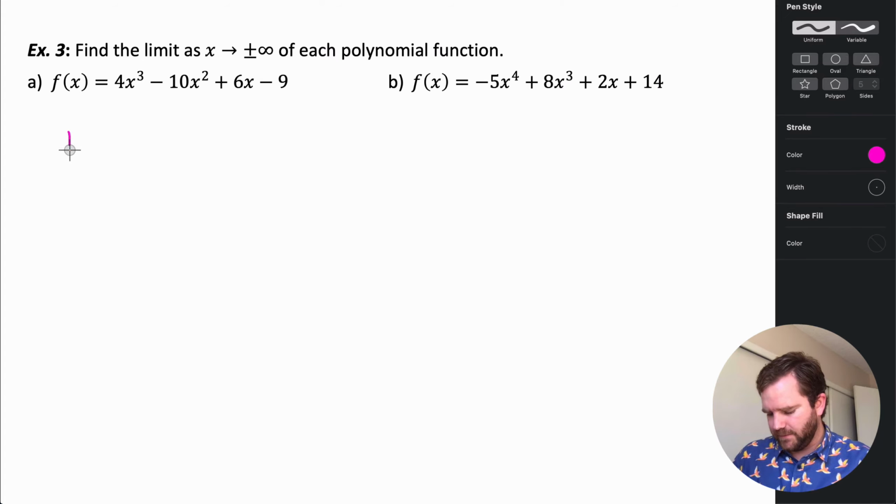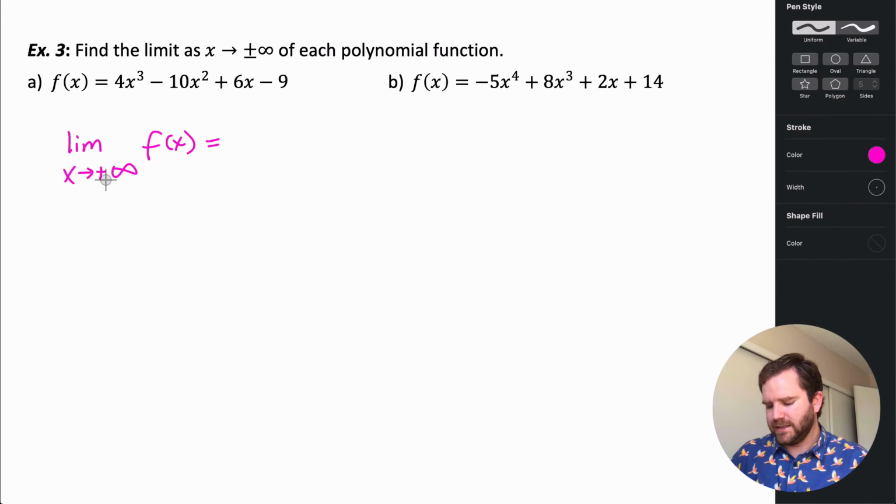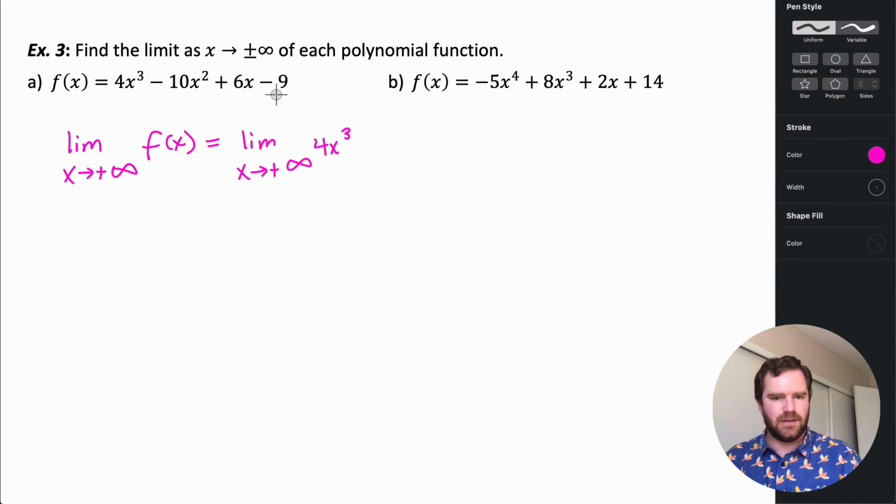Okay, so what is my limit as x approaches positive infinity of f of x? It's basically going to be the same as the limit as x approaches positive infinity of 4x to the third, because these other terms become pretty much insignificant. And if I cube infinity, it's just going to be a bigger number. And then I multiply by 4, again, it's just going to be a bigger number. So that limit would be positive infinity.